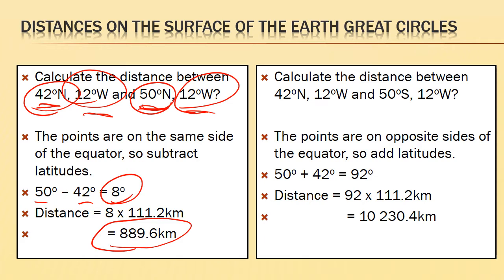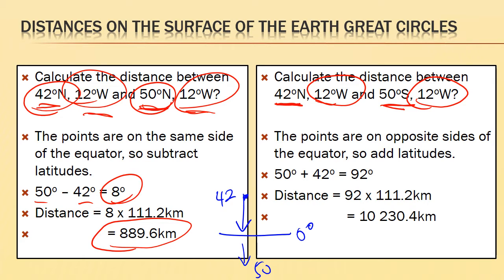Now let's see what happens if we cross the equator. This time we're going from 42 degrees north to 50 degrees south, and we're on the same line of longitude. So we're on the opposite sides of the equator. What we're really saying is we're traveling somewhere north, 42 north. We're hitting the 0 degrees, and then we're going further south to 50 degrees south. So we've traveled a total of 92 degrees.